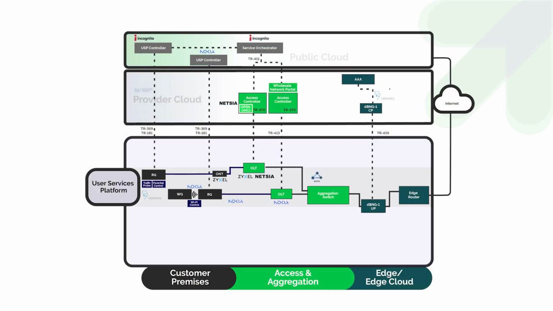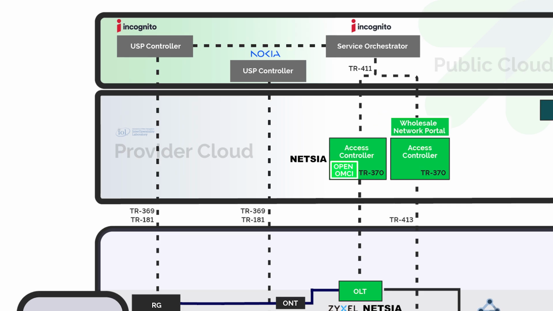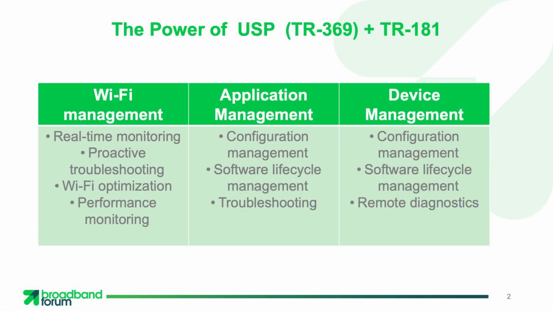So David, why don't you tell us what Nokia is doing here at the innovation demonstrations and how your USP controllers are playing into that? So here we are showing a solution which is based on USP, TR369. It is basically a single platform to manage your CPEs at home. It delivers three main use cases: Wi-Fi management, device management, and application management.